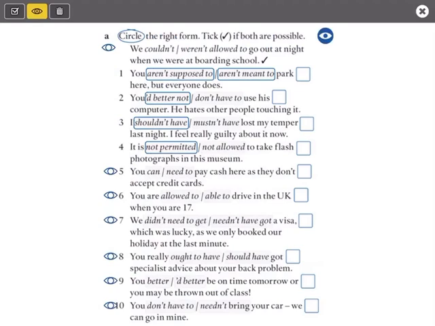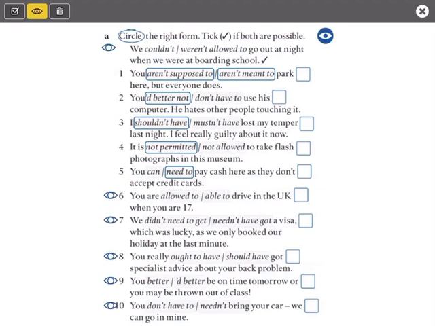You can pay cash here as they don't accept credit cards. You need to pay cash here as they don't accept credit cards. What do you think? Well, you need to, es necesario, ¿no? Necesitas hacerlo, no es que puedes hacerlo, no, tienes que hacerlo, es necesario.